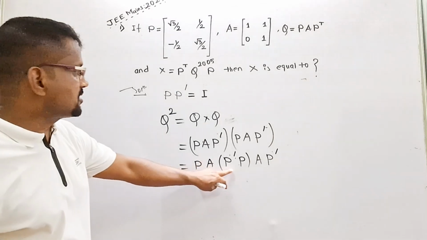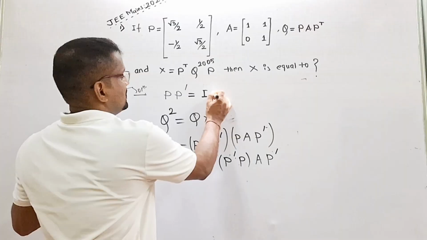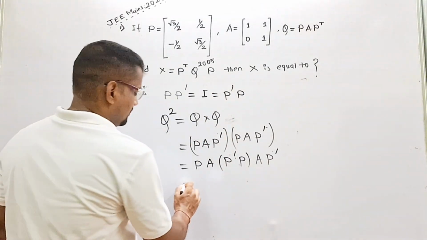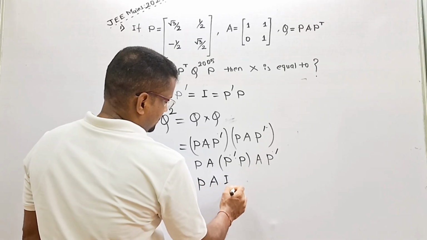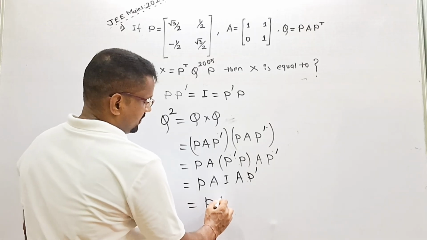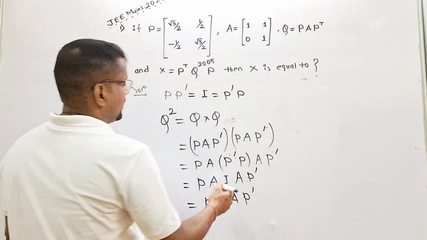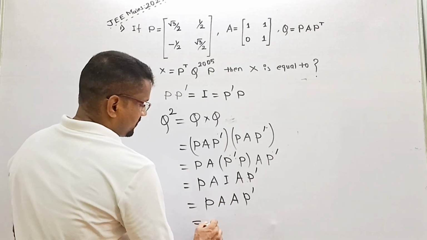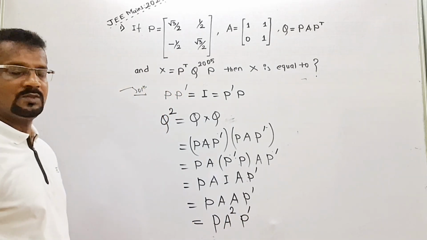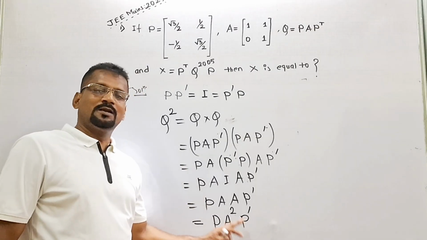Okay. So P transpose P is the identity matrix. So here what will come? P A identity matrix A P transpose. As it is an identity matrix, simply P A A P transpose will come. Then finally, what you obtain? Q square is nothing but P A square P transpose. So in detail we are solving this. That means Q square is P A square P transpose.